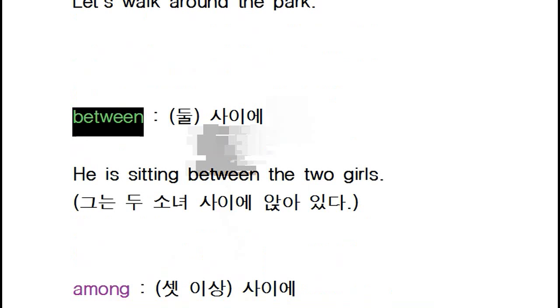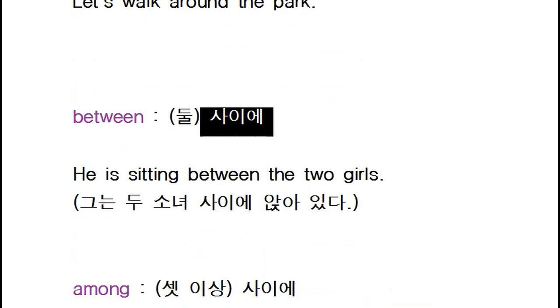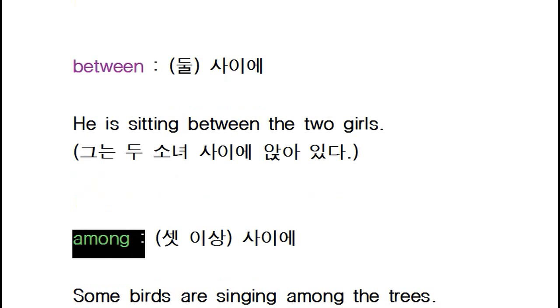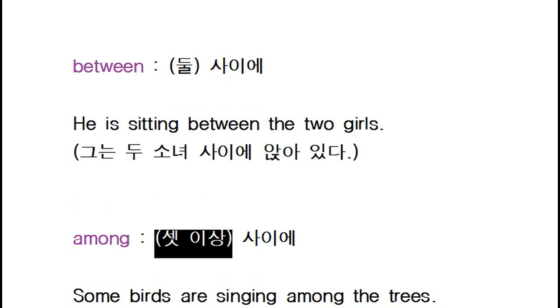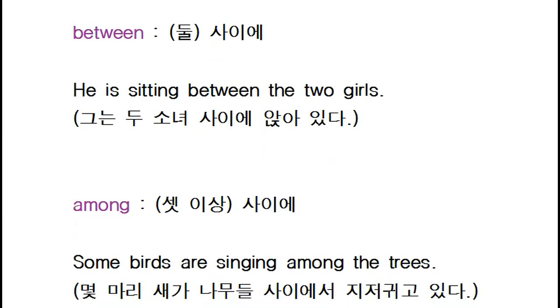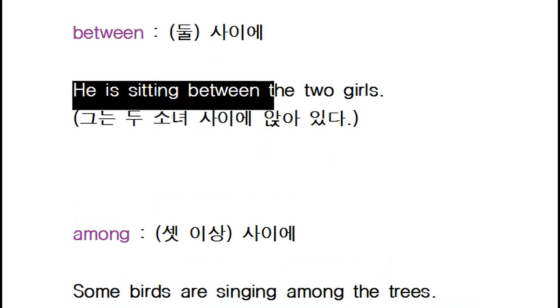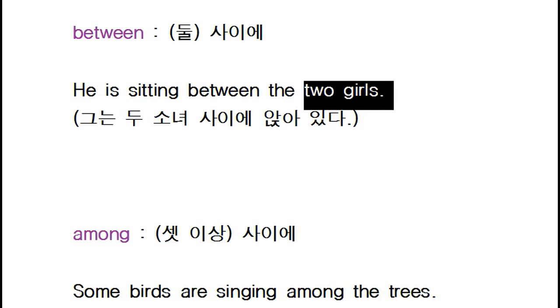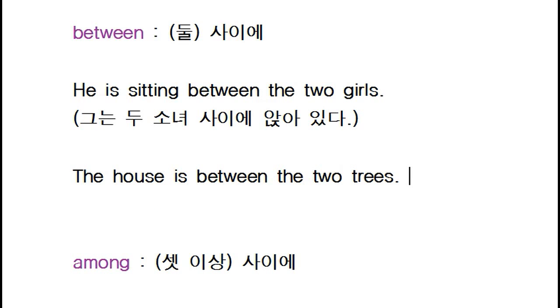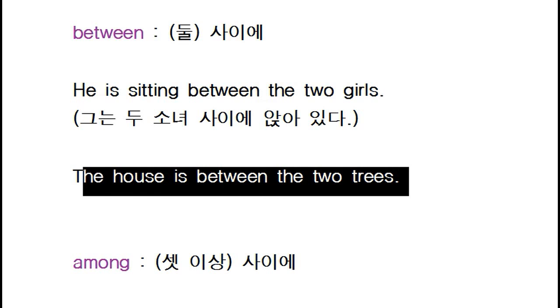Next, between. Between is what? Very good. Usually, between two. Here, this is the difference. When you say among, it is this one. But when you have between, it's only two. Got it? Now let's make an example for between, students. He is sitting between the two girls. So there are only two girls. Got it? Or, for example, the house is between the two trees. Got it? Very good. So the house is between the two trees.